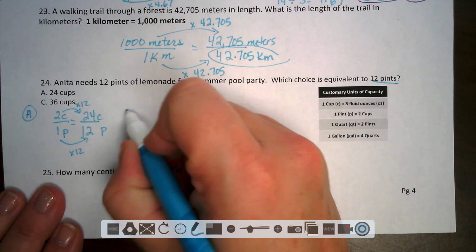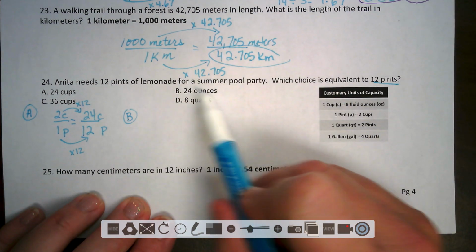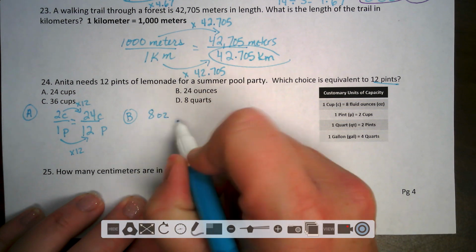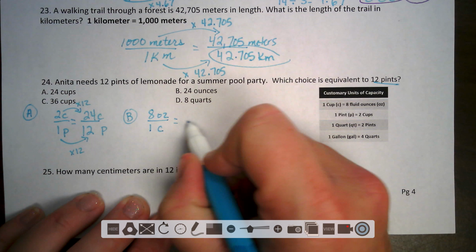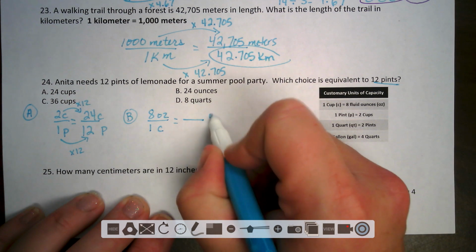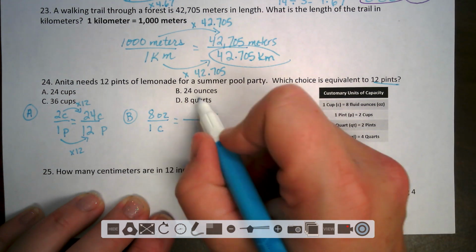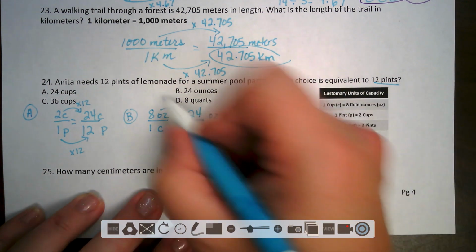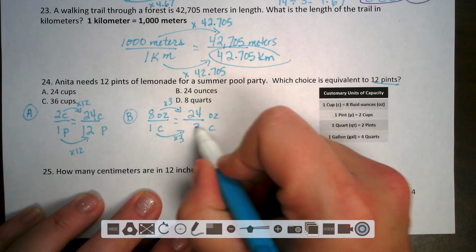Let's take a look at B. B is 24 ounces. So we would be going from ounces to pints. And there are 8 ounces in 1 cup. This one is a doozy. Then I have to change ounces to cups. So I have 24 ounces. 8, 16, 24. So multiplying it by 3. 1 times 3 gets you to 3 cups.